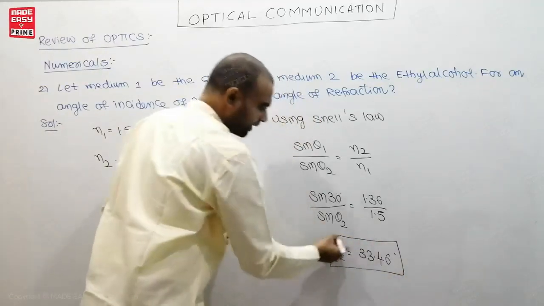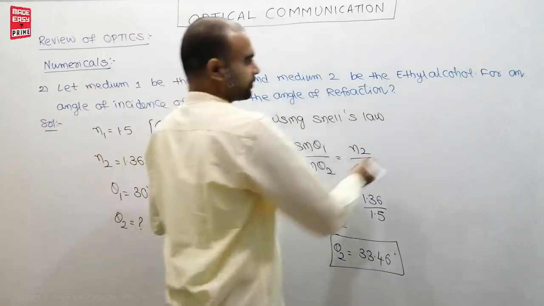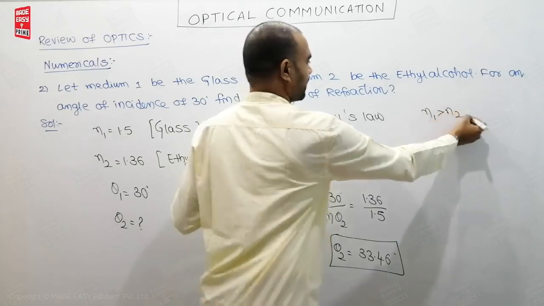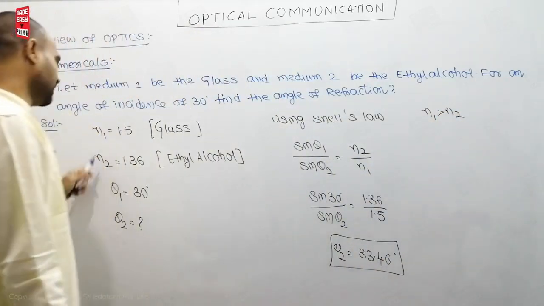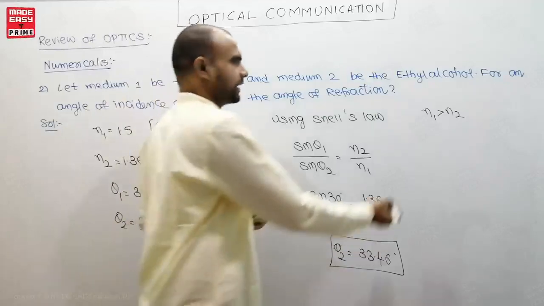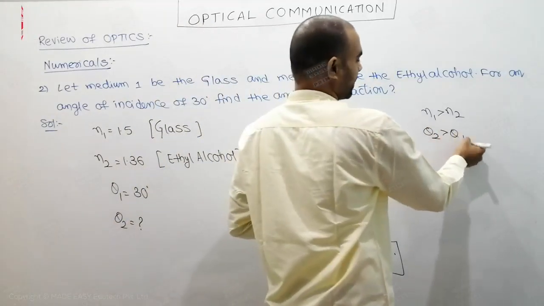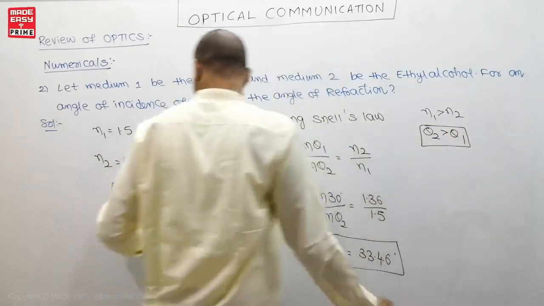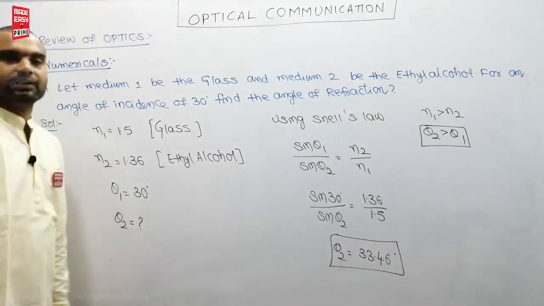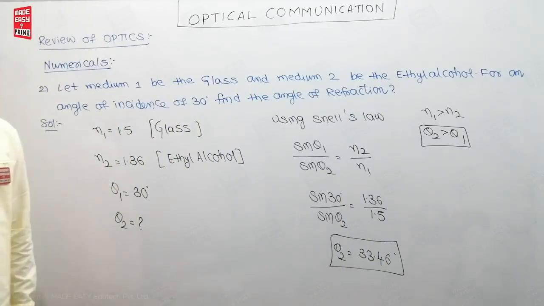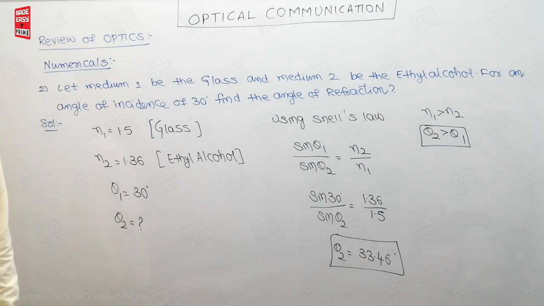Here we can also use some conceptual reasoning. N1 is greater than N2. Then, as we studied in the classroom, theta 2 must be greater than theta 1. Theta 1 is 30, so theta 2 will be greater than 30, that is 33.46 degrees. Okay, that's the conceptual approach, just knowing about the values given. From that you can try to write down the values. Please copy this, all of you. Please copy that part.